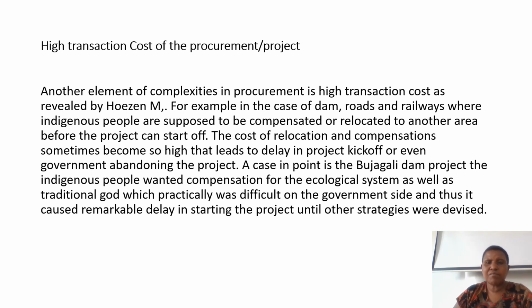Another element of complexity in procurement is high transaction costs, as revealed by the concern. For example, in the case of dams, roads, and rails, where indigenous people are supposed to be compensated and relocated to another area before the project can start off. The cost of relocation and compensation sometimes becomes so high that it leads to delay in project kickoff, even government abandoning the projects. The case in point is the Bujagali Dam project, where indigenous people wanted compensation for the ecological system as well as traditional sites, which was practically difficult on the government side, and thus it caused remarkable delays in starting the project until other strategies were devised.